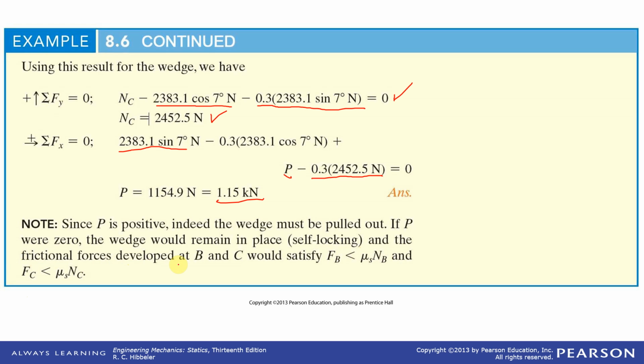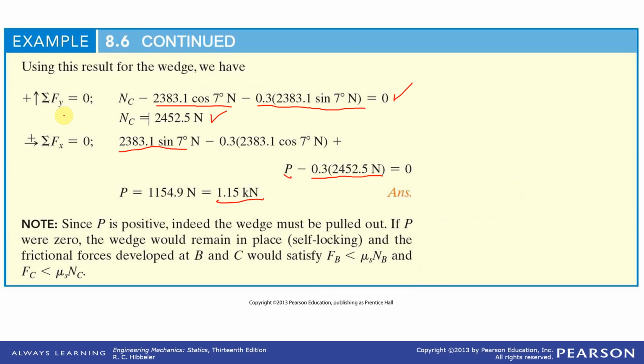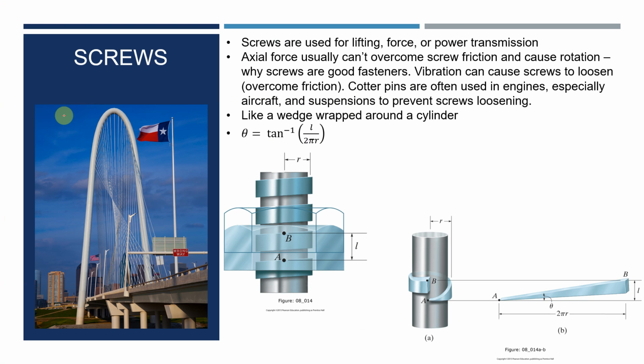We still don't know A. We don't know if, when we pull out the wedge, the block is going to slide right off over here. That's a question which this example in the book doesn't ask, doesn't answer. So there it is. Assume that the stone does not slip at A. Okay, next problem, next video.